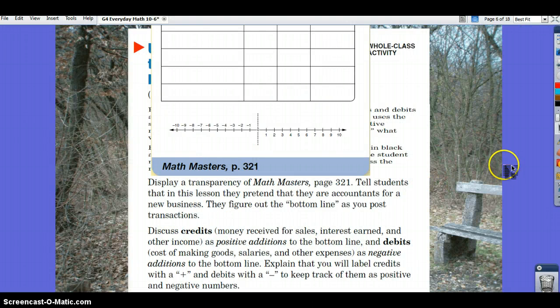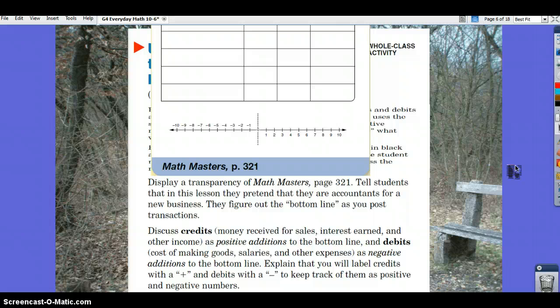So, Math Masters, page 321. In this lesson, you're going to pretend that you are accountants for a new business, and you need to figure out the bottom line as you post transactions. Credits are money received for sales or interest earned and other income. As positive additions to the bottom line, meaning you're going to add them. And debits, cost of making goods, salaries, and other expenses, are negative additions to the bottom line.